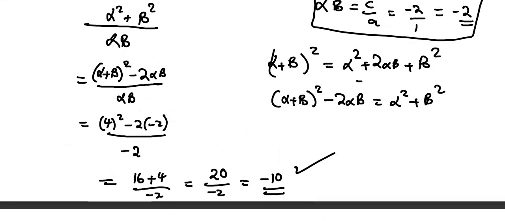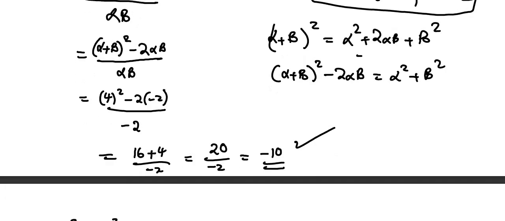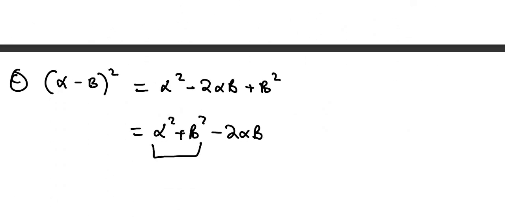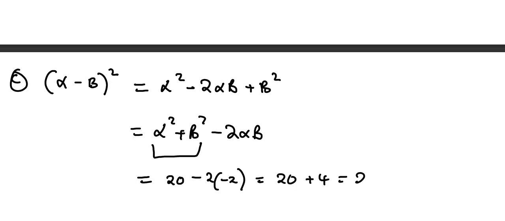We got something like this. We said this top part here, when we dealt with alpha squared plus beta squared, we got it to be what? To be 20. So we'll just replace it here. This is going to be 20, because it's the same question too. Then alpha times beta is simply -2. So this will just give us 20 plus 4, that is going to give us 24. So this is what we have.